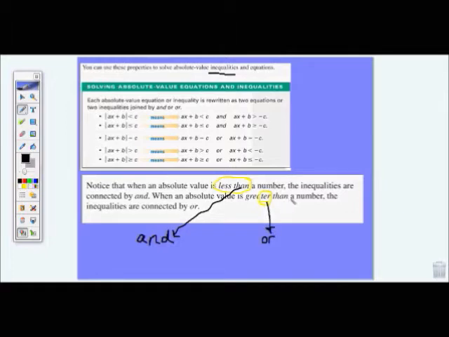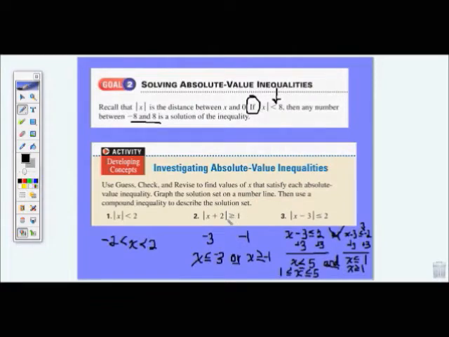I still have the "than," but I also have the "greater." So when it's a greater than symbol, it's an "or" situation. That's what this up here is explaining to us, when we use "and" and when we use "or." Let's go back to our ones I just solved. This was a greater than, so it was an "or" situation. This was a less than, so that is an "and" situation. Okay?